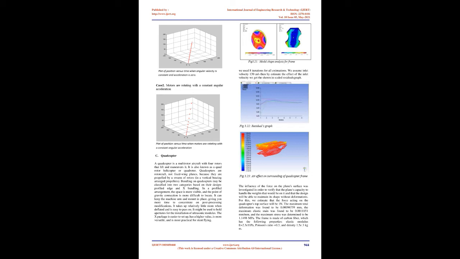In a profiled arrangement, the space is more visible, and the center of gravity connection is more difficult to locate. It can keep the machine arm and mount in place, giving you more time to concentrate on post-processing modifications. It takes up relatively little room when deflated and is easy to carry. It might be used to hold apertures for the installation of ultrasonic modules. The X layout is easier to set up, has a higher value, is more versatile, and is more practical for stunt flying.